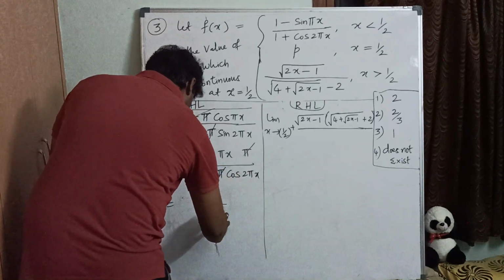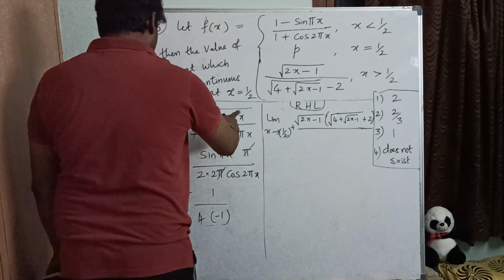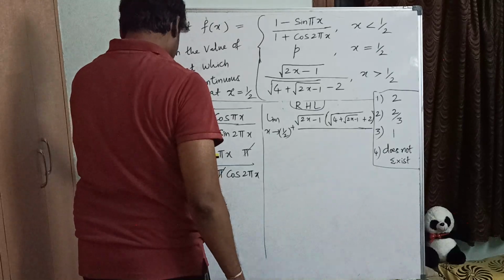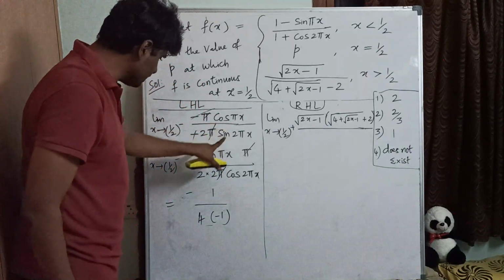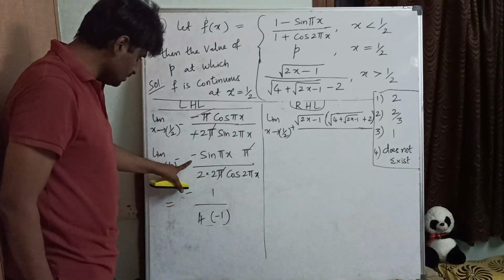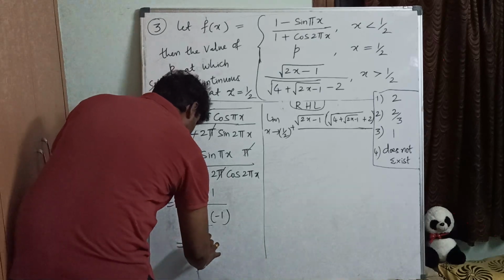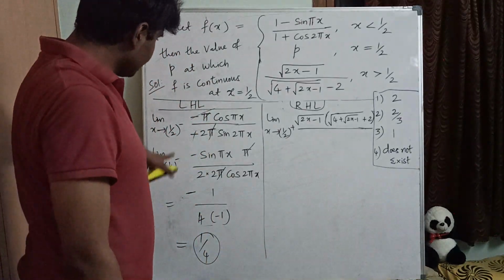Here we can write minus 1, already minus there, so cos pi x, so minus, the 2 gets cancelled there, minus 1 gets cancelled. Again the derivative of cos pi x is minus sin pi x, so this minus and this minus get cancelled there. So here we'll get the value as 1/4. Clear? So here LHL is 1/4.